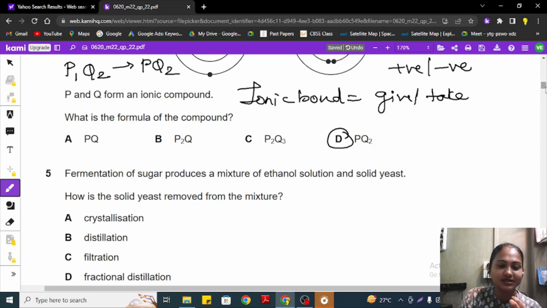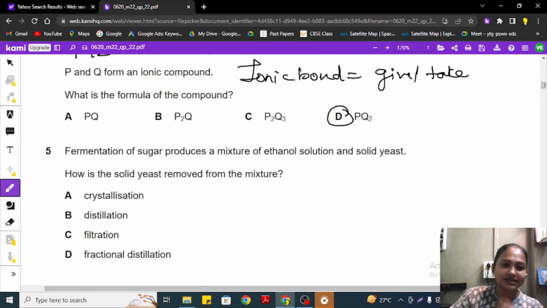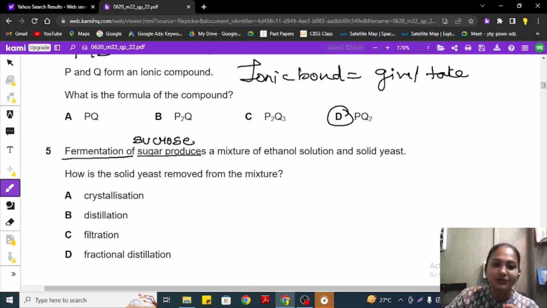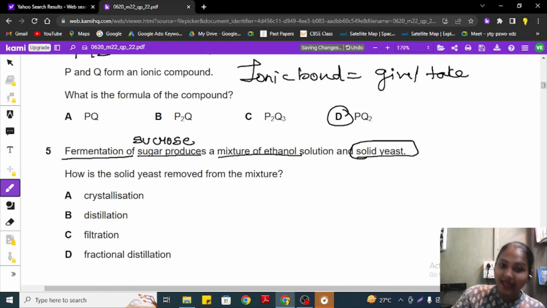The fifth question is from fermentation. The question says that fermentation of sugar is nothing but glucose. Oh, sorry, it is sucrose. We are fermenting the sugar to produce a mixture of ethanol solution and solid yeast. Now here comes the tricky thing. Again, in the question they have asked, how is the solid yeast removed from the mixture?